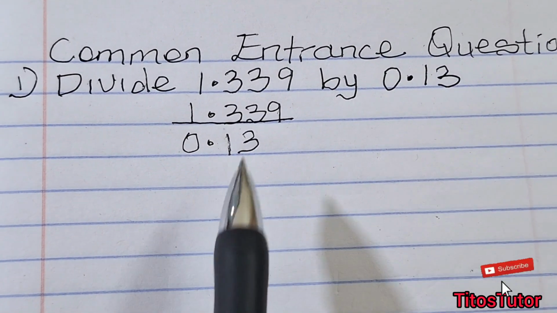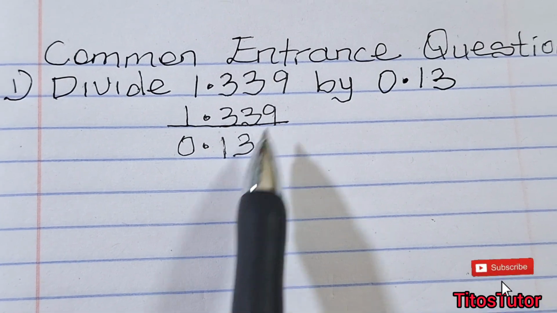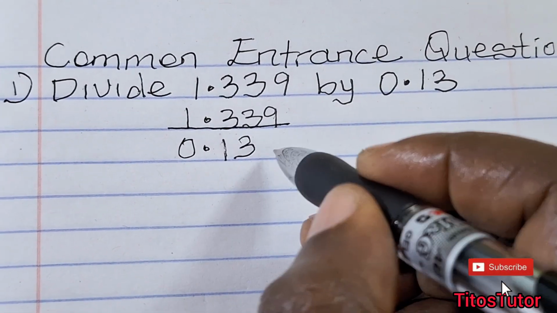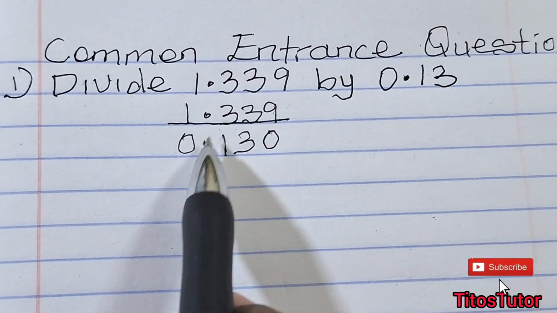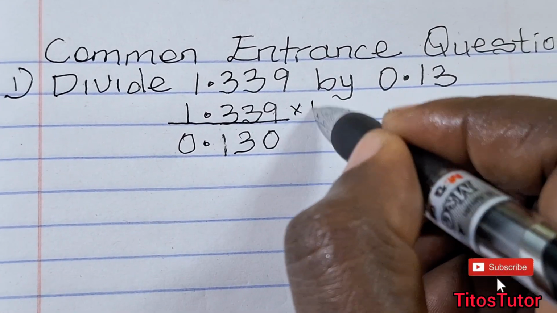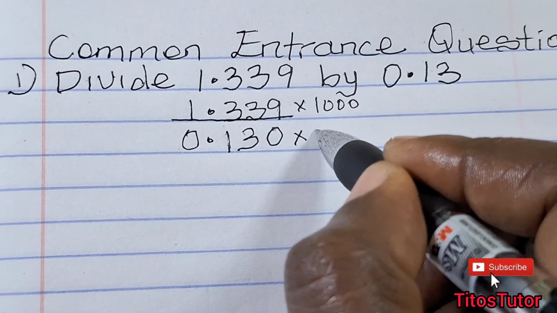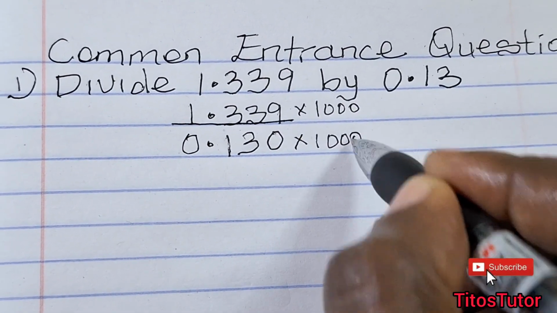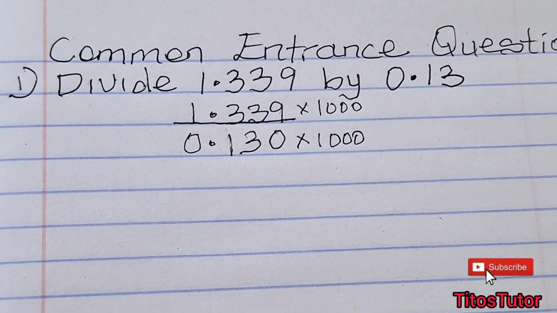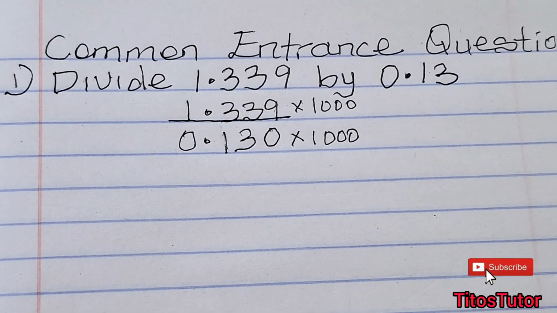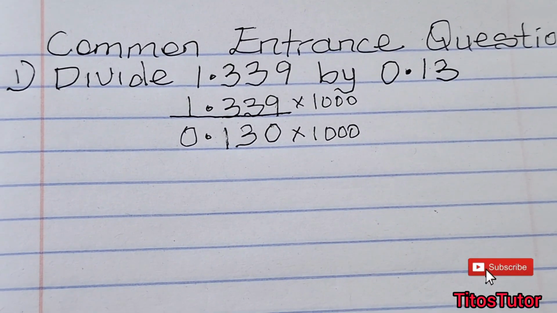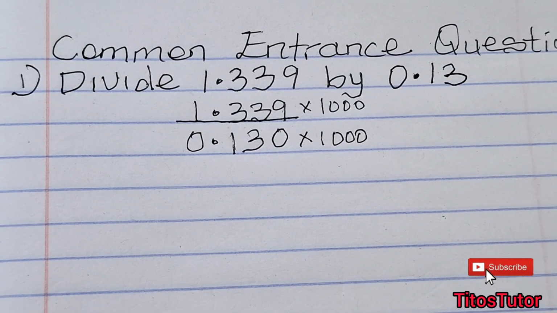That way, I know there are 3 decimal places here. There are 2 here, so I'll make this 3. And if I multiply this by 1,000, I have cleared that decimal. If I multiply this by 1,000 as well, I have cleared that decimal. So division of decimals is easier when you clear your decimals.